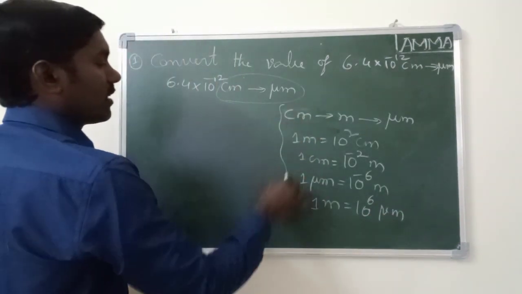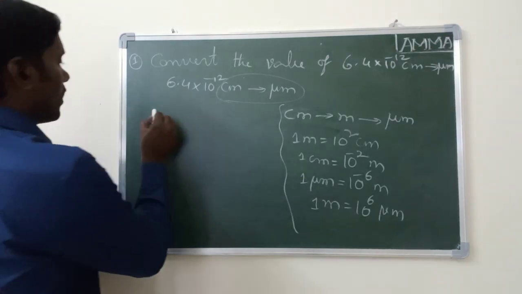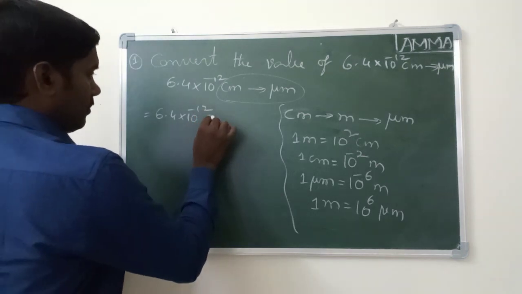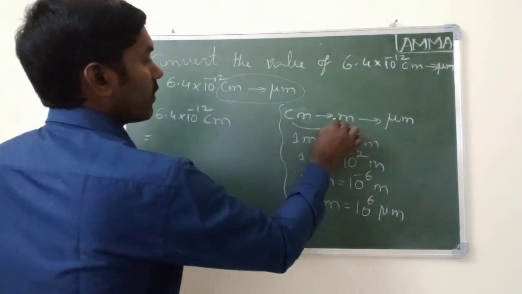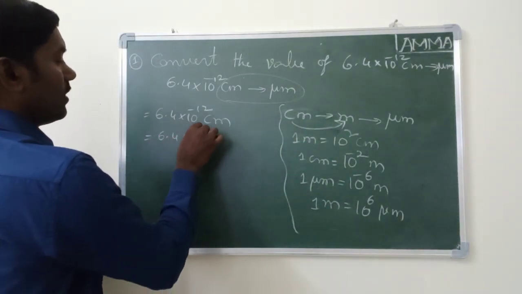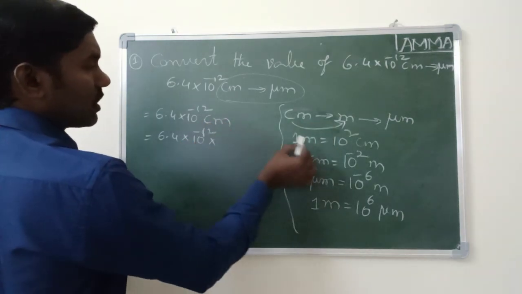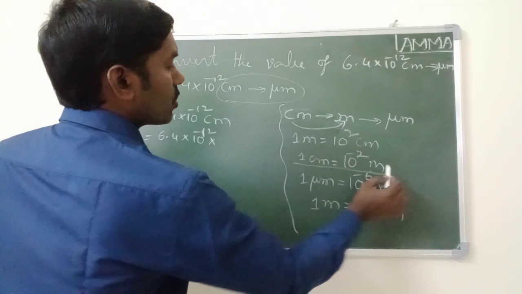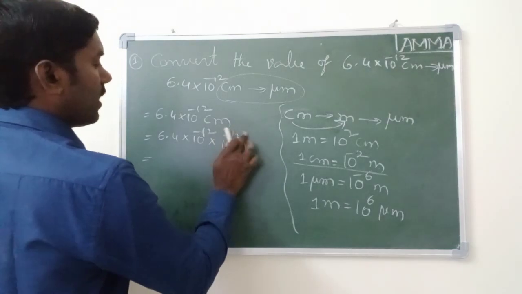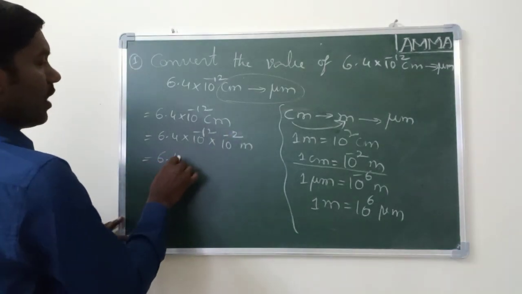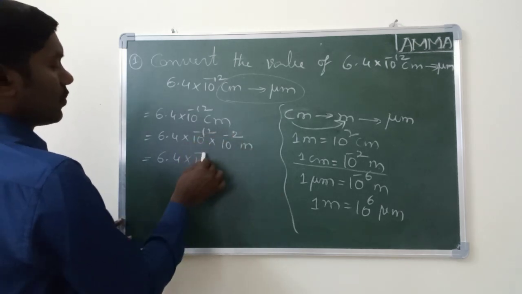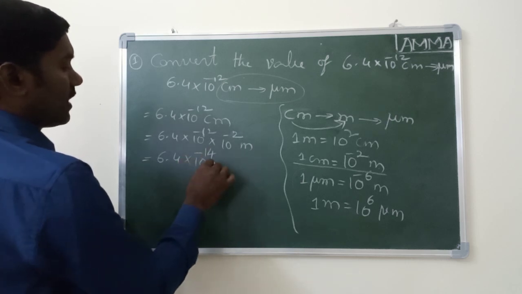Now let us take these values and substitute in the given units. Then that is equal to 6.4 into 10 power minus 12 centimeters. First of all, let us convert this value from centimeters to meters. Then 6.4 into 10 power minus 12 as usual. Then centimeters to meters means 1 centimeter is equal to how many meters, students? 1 centimeter is equal to 10 power minus 2 meters. Then 6.4 into, the base is the same, so powers we have to add. Minus 12 minus 2, that means minus 14 meters.